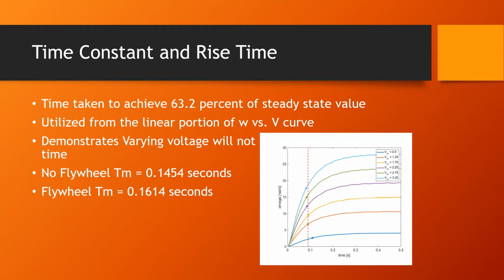According to the results, the no flywheel system had a time constant of 0.1454 seconds. Meanwhile, the flywheel data had a time constant of 0.1614 seconds. This makes sense in the physical world. With greater moment of inertia and friction in play, a greater torque or more time would be needed so that a model with a mass reaches the same angular velocity.